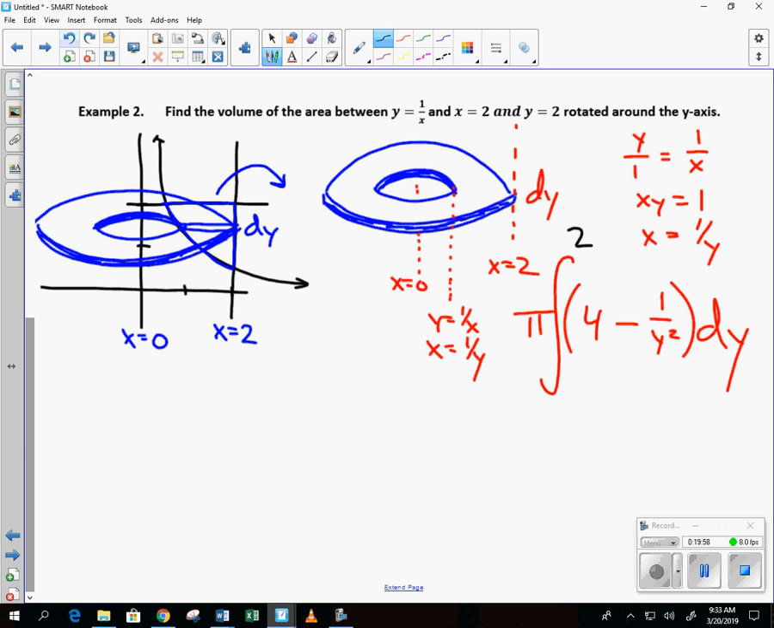How about the lowest y value? 0.5. How'd you get that, Katie? Okay, it just kind of looked like it's between. That's a good idea. Isn't it the intersection between x equals 2 and y equals 1 over x? If you plug in 2 there, you get y equals 1/2, don't you?